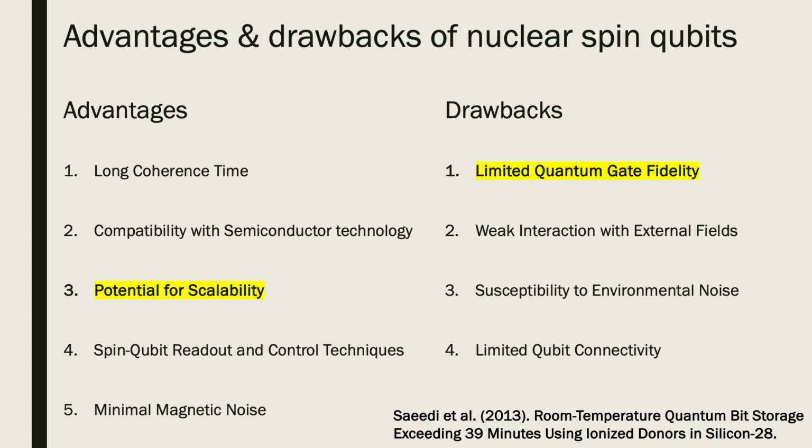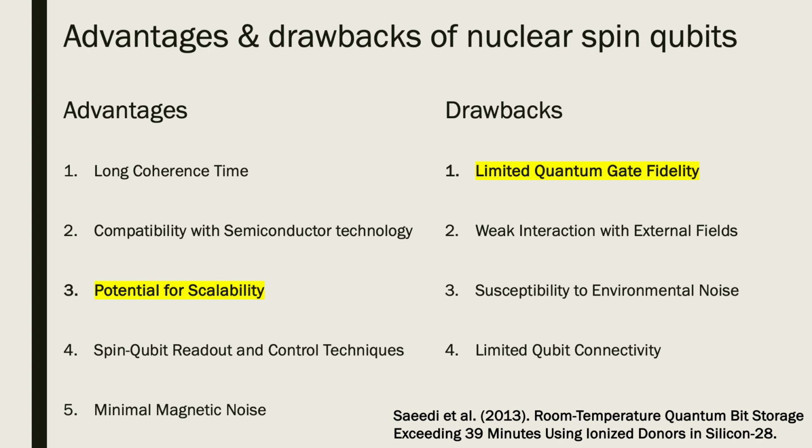Next, the first drawback is limited quantum gate fidelity. Achieving high-fidelity quantum gates, essential for performing quantum computations accurately, can be more challenging with nuclear spins in silicon. The weak interaction with external fields can lead to slower gate operations and lower gate fidelity compared to other qubit implementations.